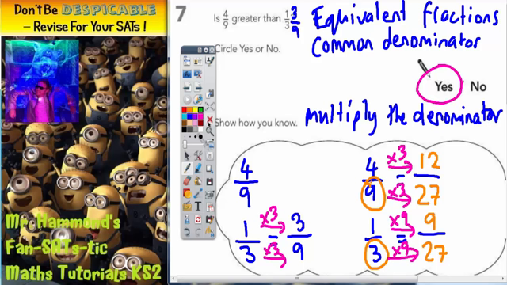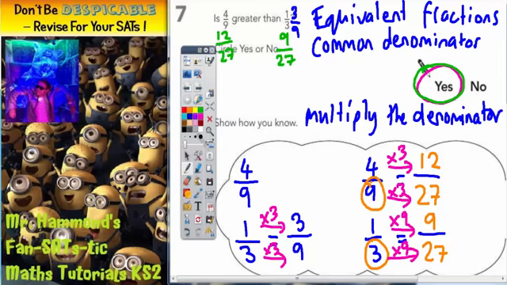And all we've got to do now is the same sort of check again. 4/9 is the same as 12 27ths, if we look back at the question, and 1/3 is the same as 9 27ths. So it's like asking, is 12 27ths greater than 9 27ths? Well, clearly 12 is greater than 9, so the answer again would be yes. Whichever way you do it, the answer would be yes.